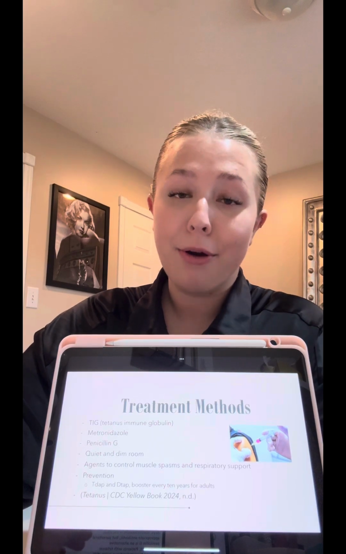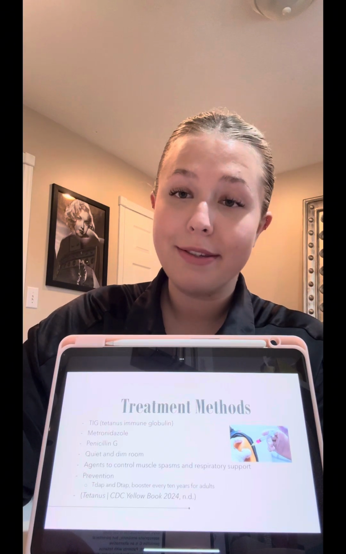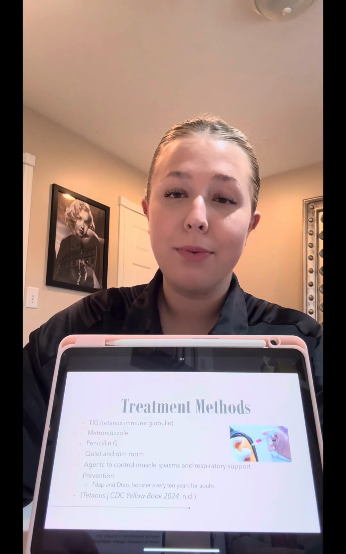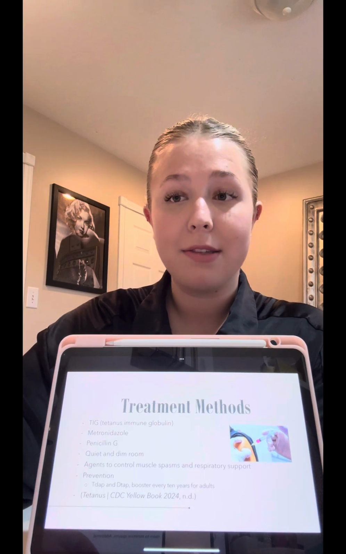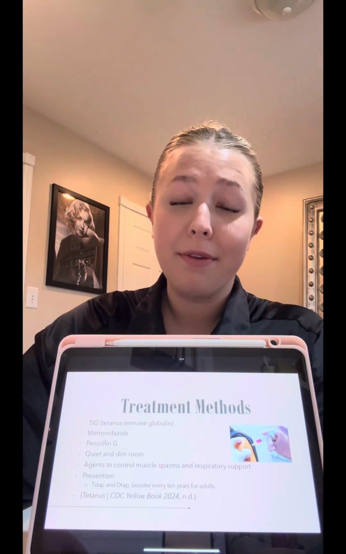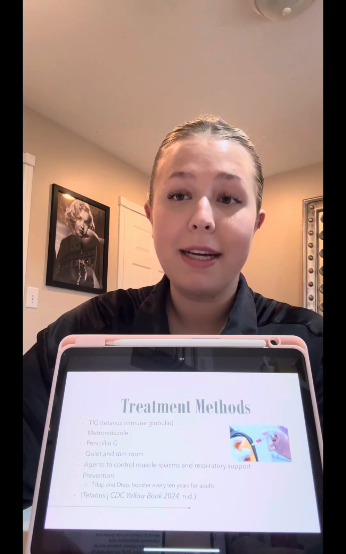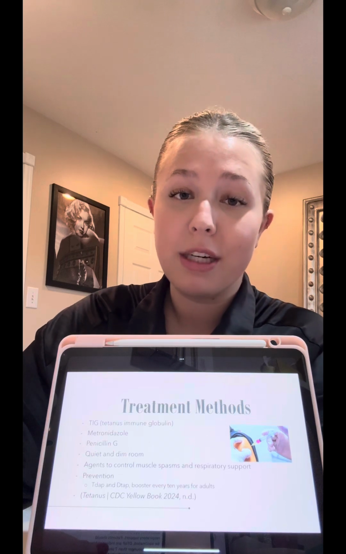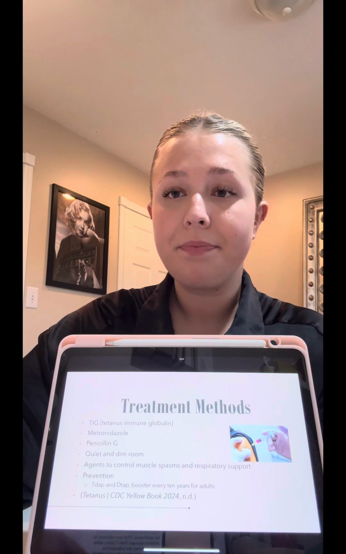Metronidazole is the most appropriate antibiotic for tetanus. However, parenteral penicillin G is an alternative treatment if one were allergic to metronidazole or couldn't have it for another reason. Patients with tetanus must be hospitalized in a quiet and dim room to minimize muscle spasms. Additional supportive care measures include agents to control muscle spasms and autonomic dysfunctions, and respiratory support, since some of the characteristics include difficulty breathing.